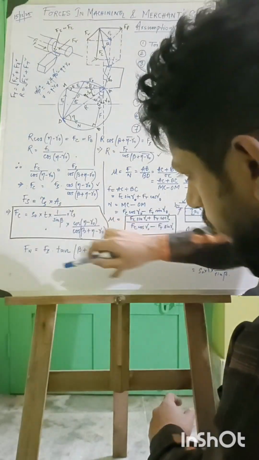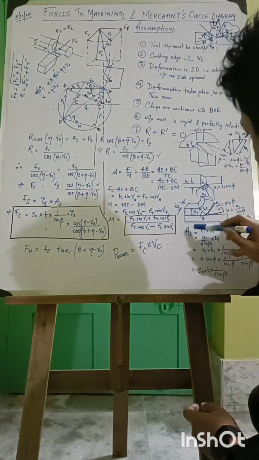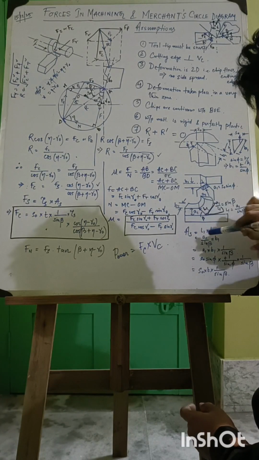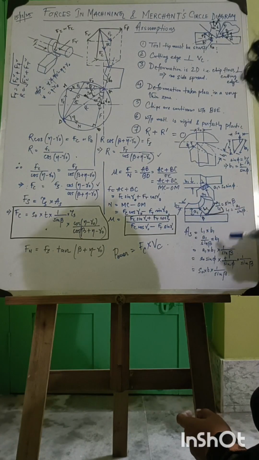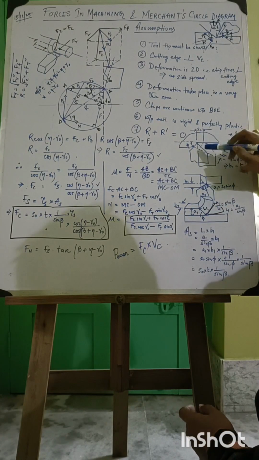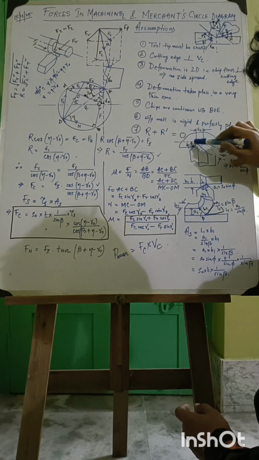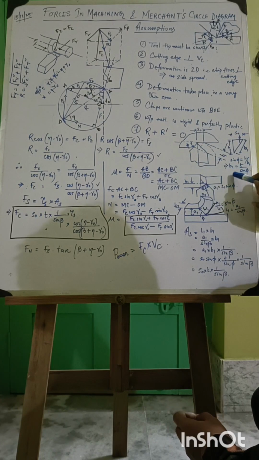And here we need to find out the area of the shear plane. How can we find it out? This one is L1 and this one is B1. B1 is the width of the chip and A1 is the uncut chip thickness. So how can we find B1? Focusing on this triangle, this is S0 and this is the principal cutting edge angle phi. So sin phi equals T by B1, so B1 equals T by sin phi.